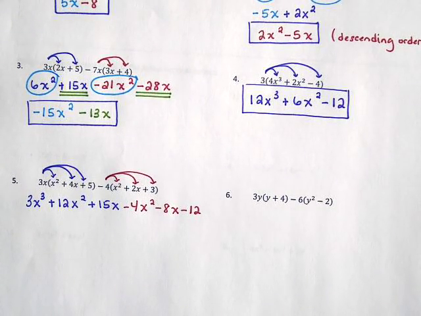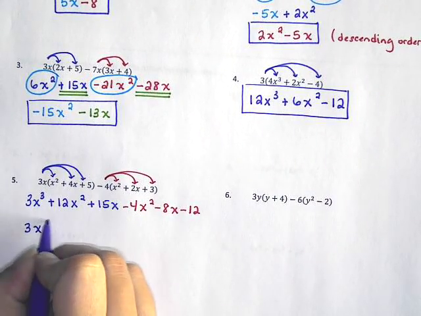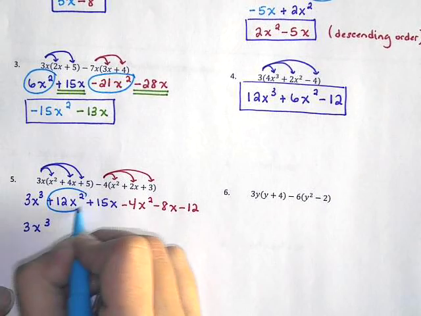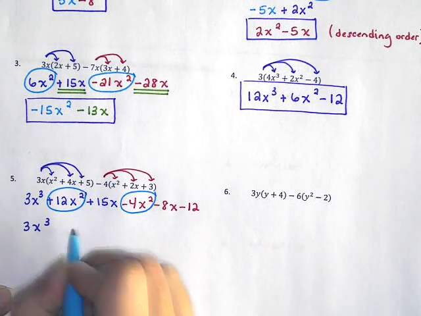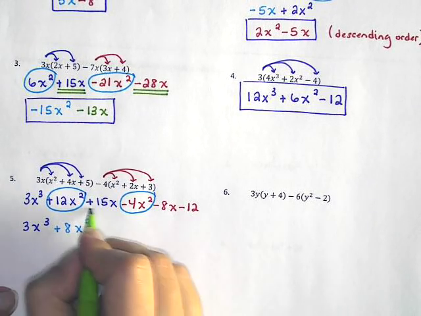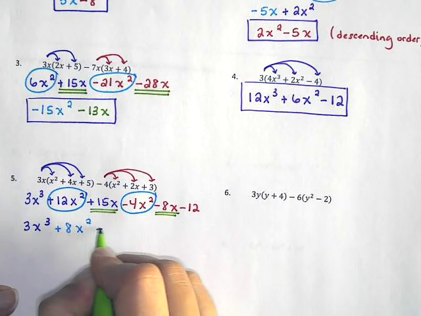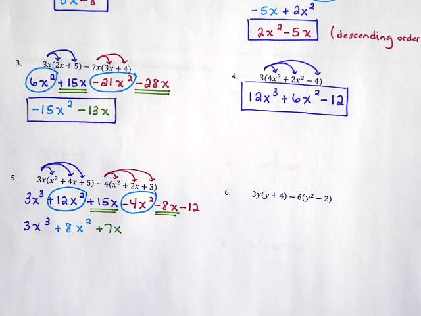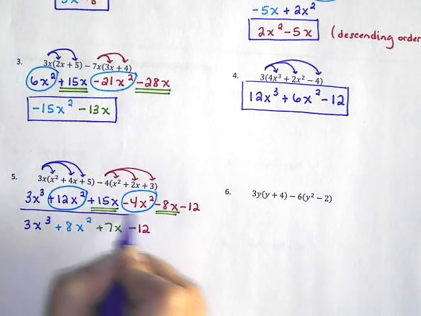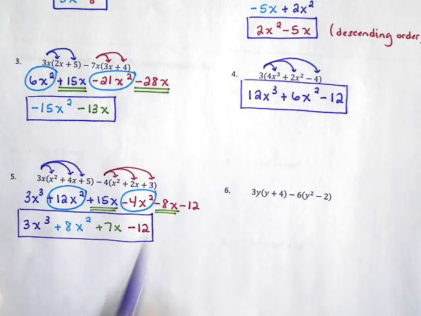Lastly, we're going to combine like terms. So the 3x cubed does not have any like terms. I'm just going to drop it down. I can, however, combine the 12x squared and the negative 4x squared, which makes 8x squared. I can also combine the 15x minus the 8x. So I get plus 7x. And then I'm just going to drop down the minus 12. It has nothing to combine with. Now at the end of this problem, it's already in descending order and there are no more like terms. So I would just put a box around my answer.